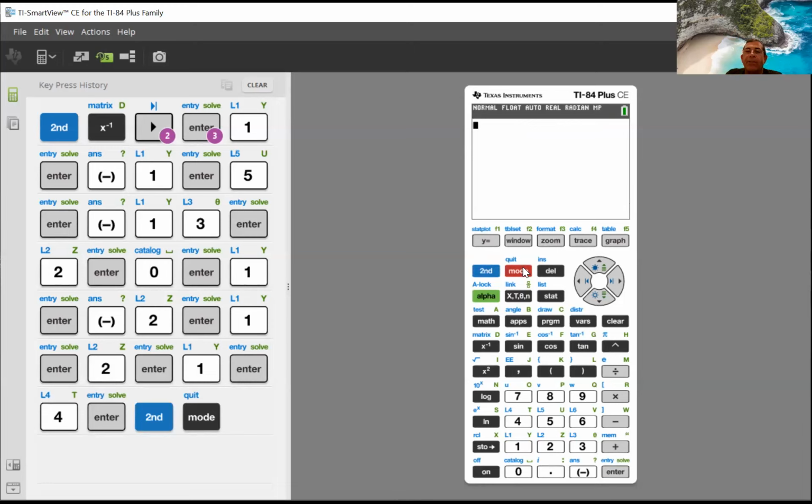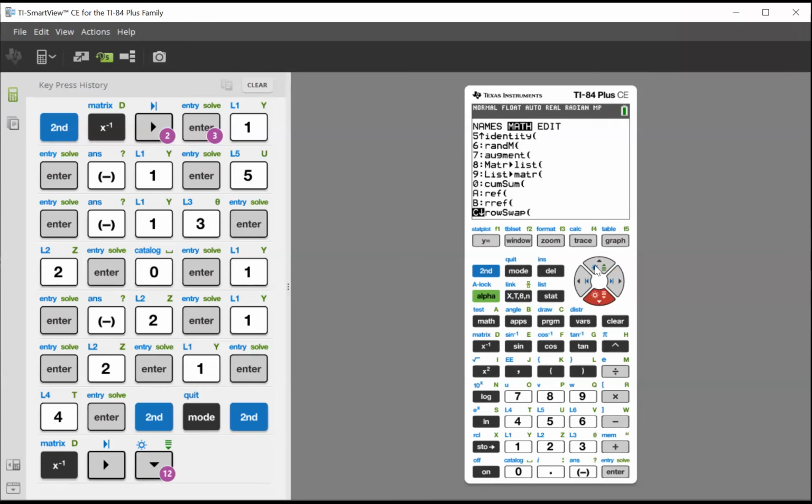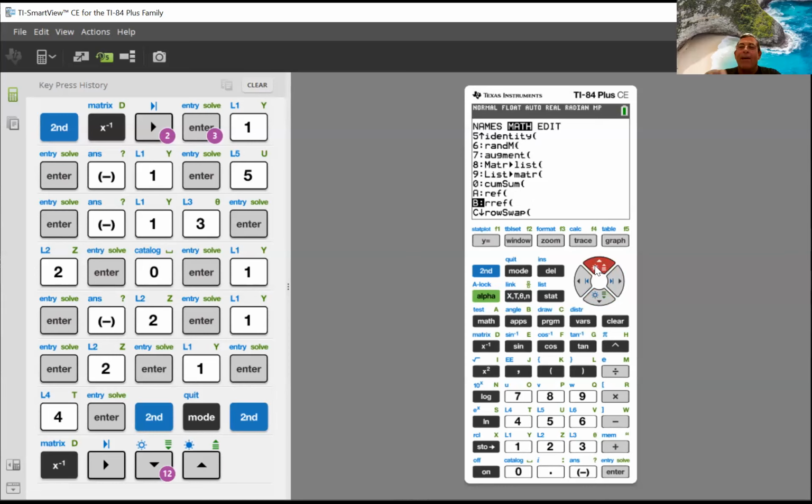Now to get the answers, I'm going to hit second, x negative 1 again for the matrix stuff. Arrow right to math. So do y'all remember what I'm looking for in this math column? Let me go down through here and y'all tell me what you want me to stop at when I'm going. Is it REF or RREF? RREF, perfect. So remember, RREF, hit enter. It'll bring the RREF to the screen.